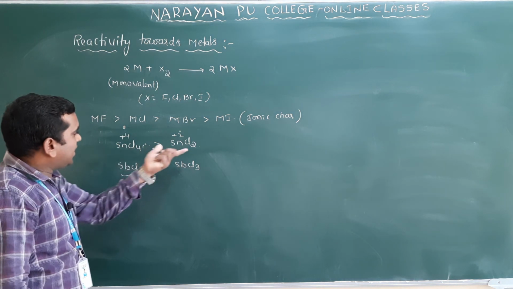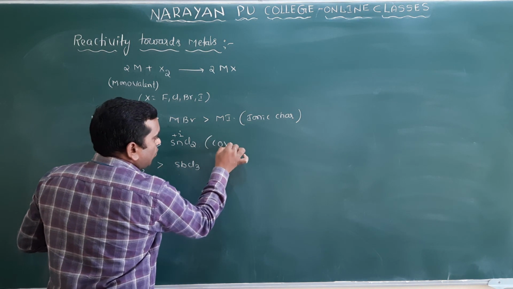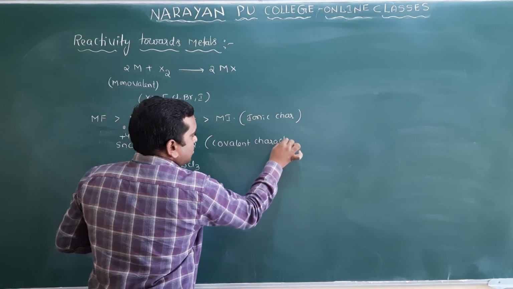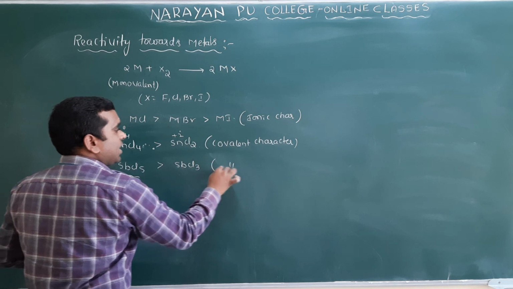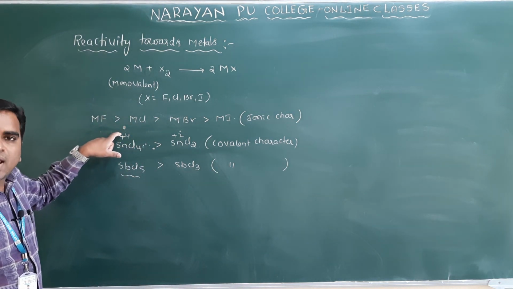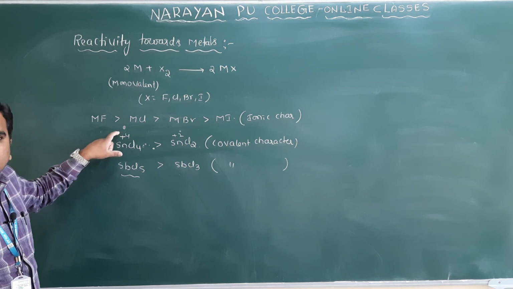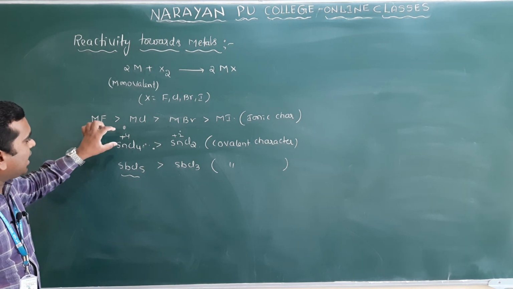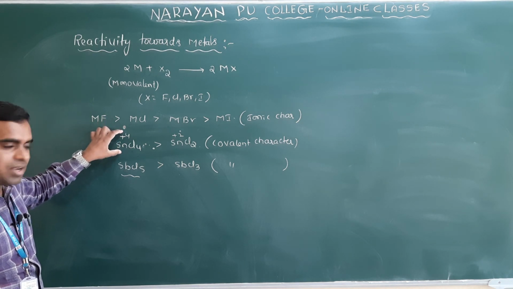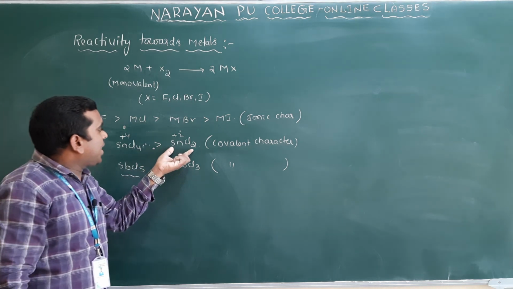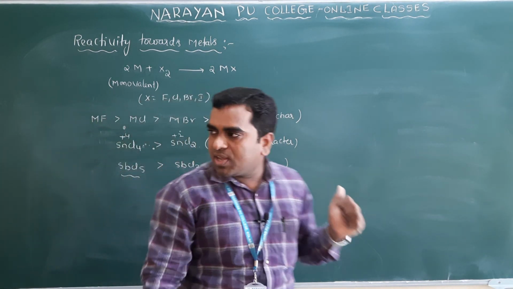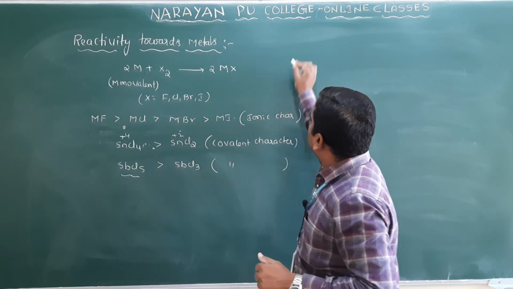It is more covalent, which character now? Covalent character. Clear? So if the metal shows more than one oxidation state, then the metal in high oxidation state will be more covalent compared to the one in low oxidation state. And this is about reactivity towards metals.